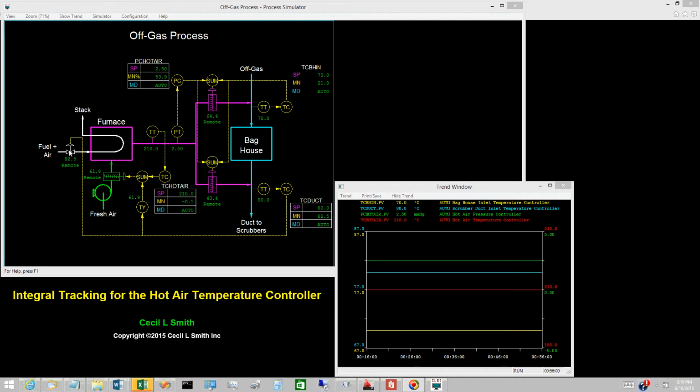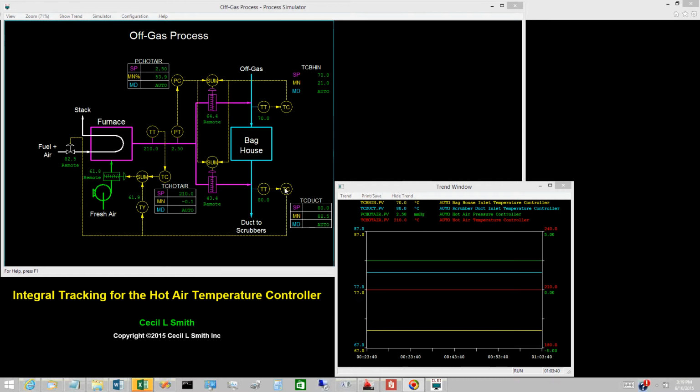This requires integral tracking, not output tracking. If the final control element has been driven fully open, control actions to increase the opening cannot be implemented, but control actions to decrease the opening can be. The opposite is true if the final control element is driven fully closed.